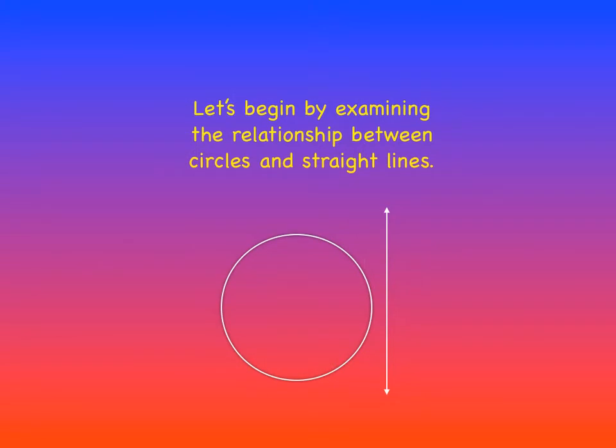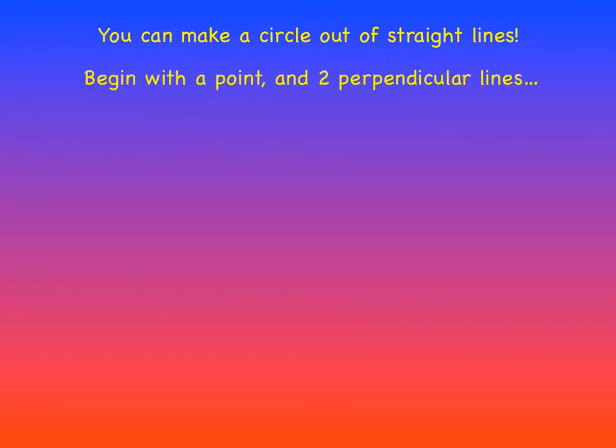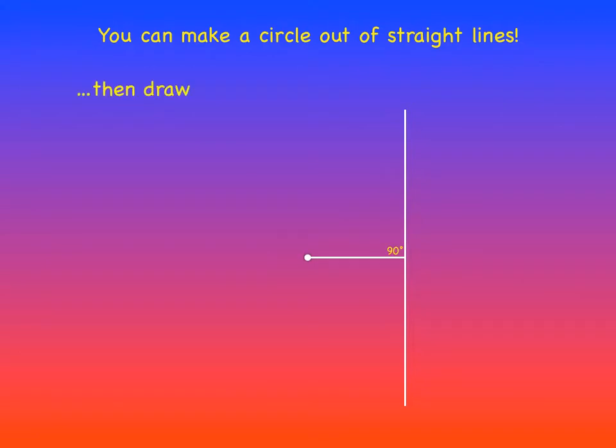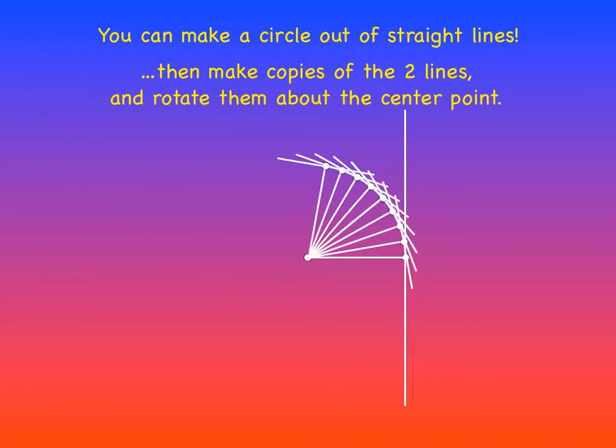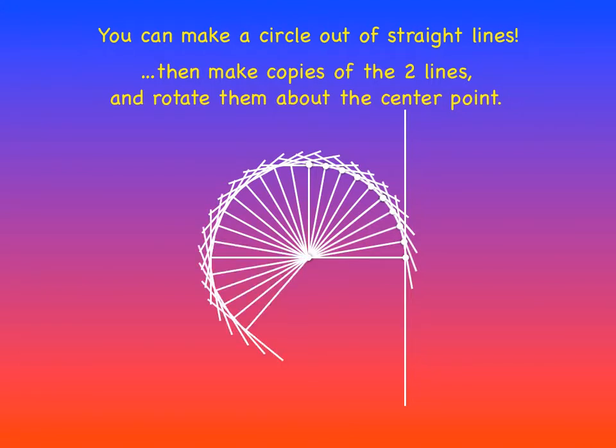Let's begin by examining the relationship between circles and straight lines. Did you know you can make a circle out of straight lines? Begin with a point and two perpendicular lines, then draw a point where the lines intersect, then make copies of the two lines and rotate them about the center point. Do that again and again and again and so on until you've gone all the way around.